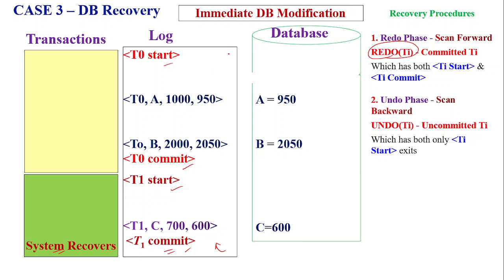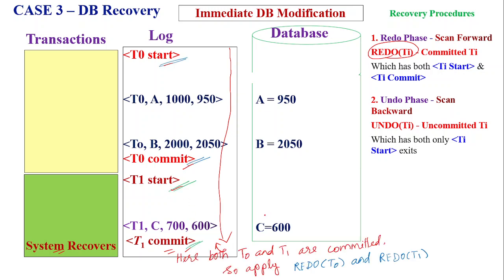When the redo procedure is applied, it needs to be applied in the forward direction. That is, redo must be applied on T0 first and then T1. When redo is applied on T0, the A and B values are once again updated. When redo is applied on T1, the C value is again updated into the database. So you can see when redo is executed, the A, B, C values are rewritten. Okay, this is about the immediate database modification technique.